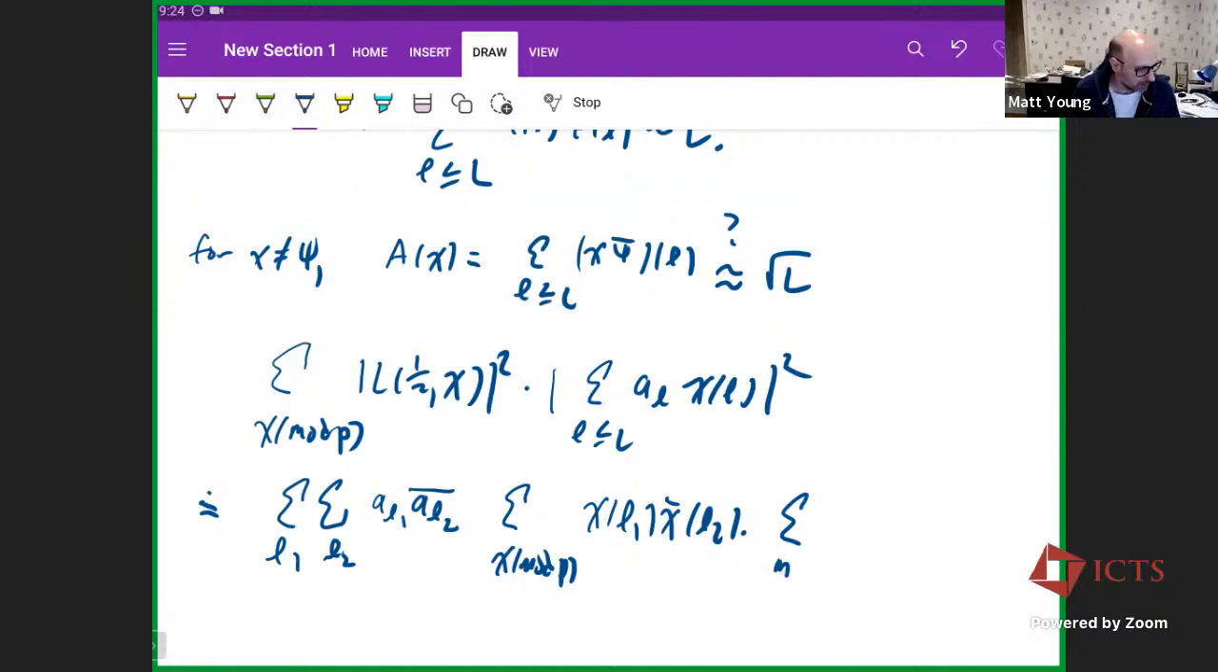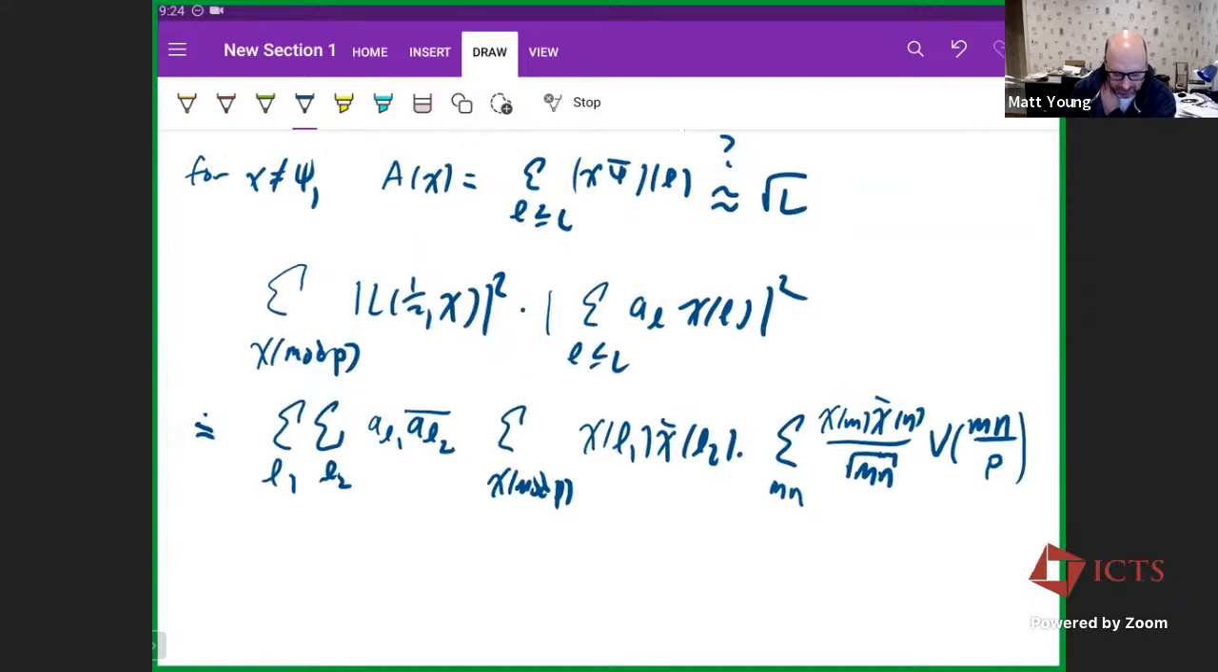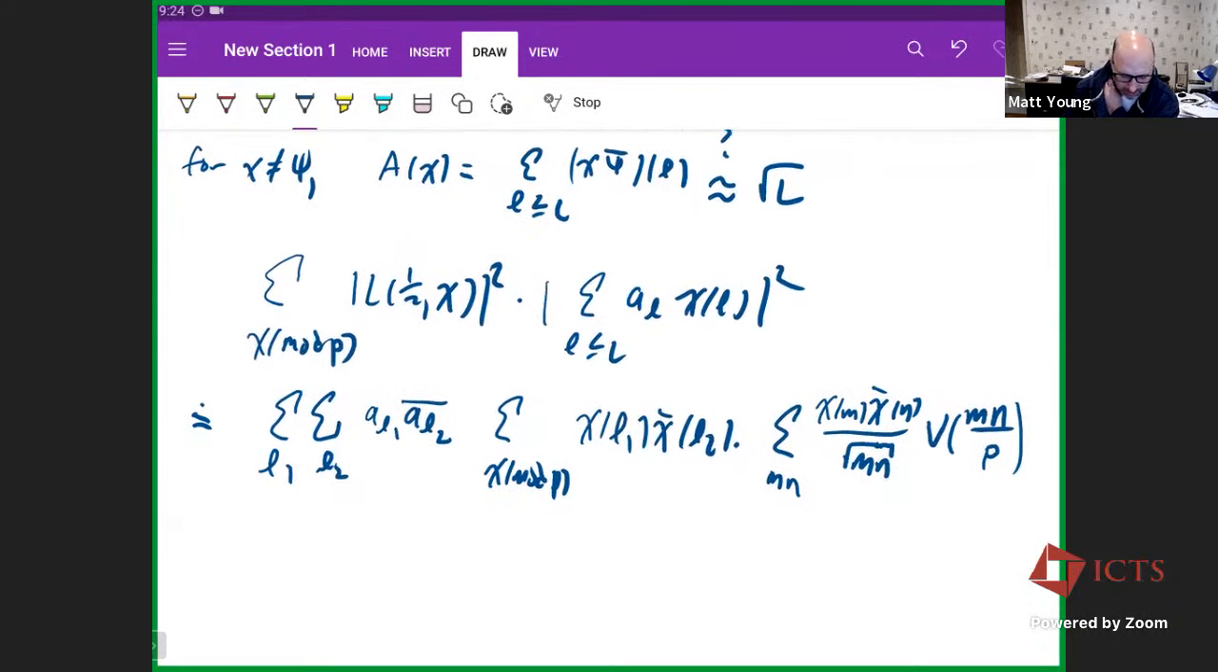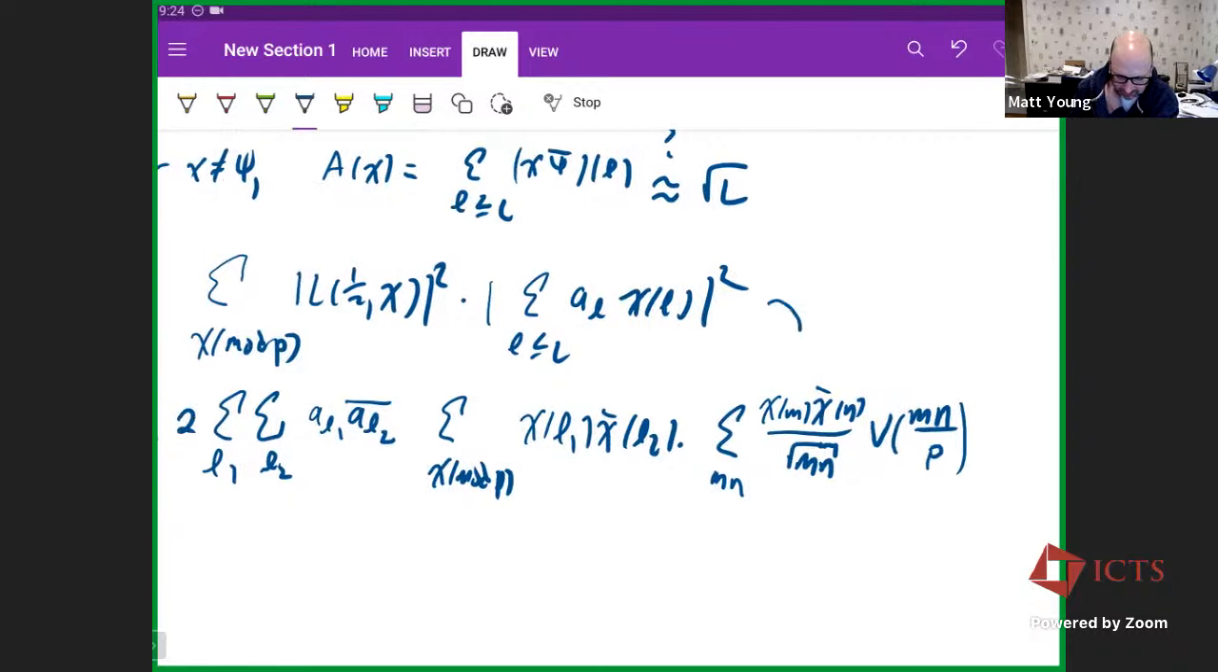So what we did when we estimated the second moment was we wrote the L-function basically as chi of m chi bar of n over square root of mn, with some weight function V of mn over p, up to a factor of 2. We're only looking for an upper bound, so factors of 2 I don't really care about. But actually, I think I can make it precise and just say this is equal to twice this. So see yesterday.